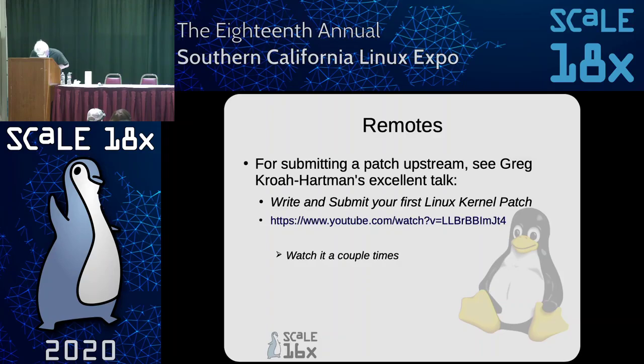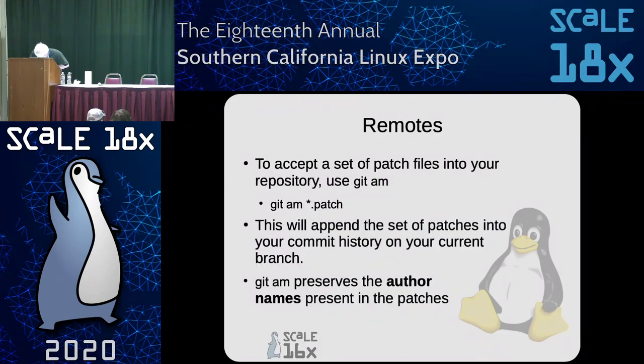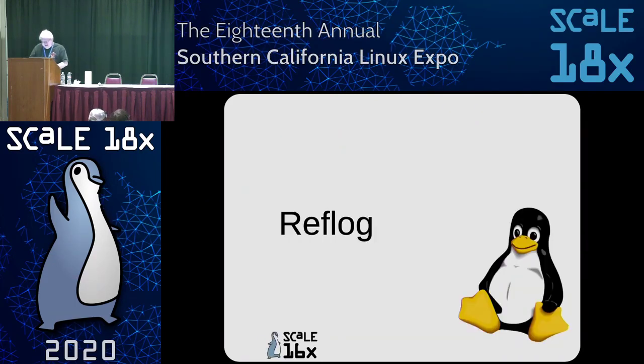If you're submitting upstream patches, see this excellent talk. And if you are the maintainer, you can accept patches using git am. This will append a set of patches into your commit history, and it does preserve the author name that's present in the patch that you got sent.